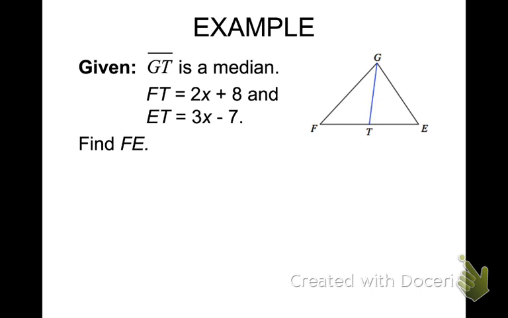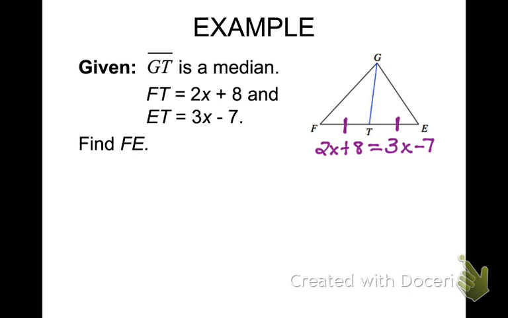Again, GT is the median, so that means my FT is equal to ET. If FT is 2x plus 8, so I'm going to label that, and if ET is 3x minus 7, so I'm going to label that, what should be true about those two expressions? They should be equal to each other, right? So can I just set them equal to each other and solve for x?